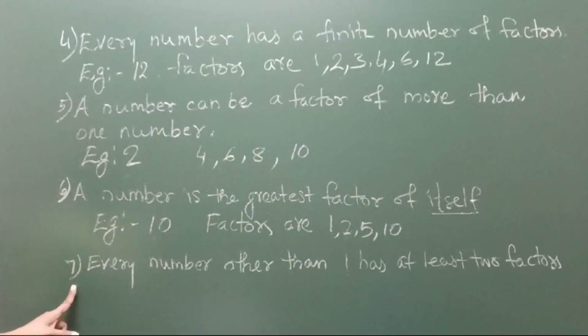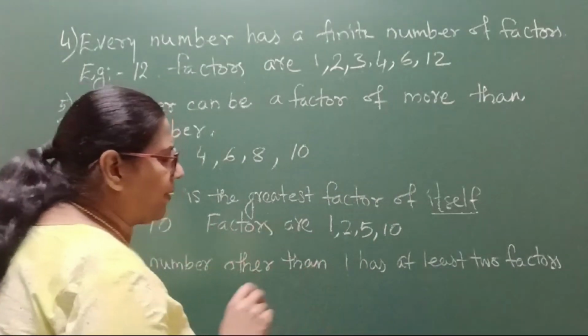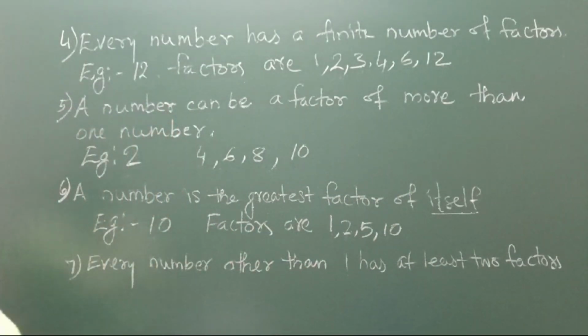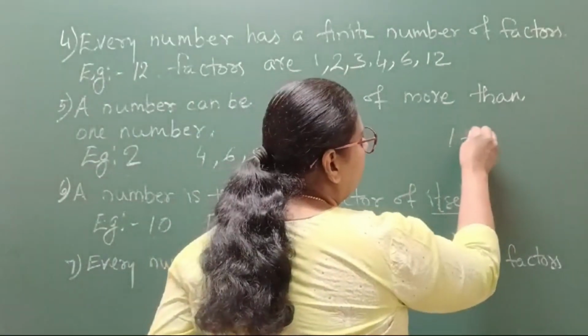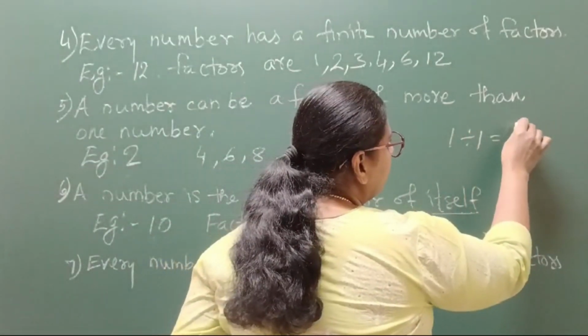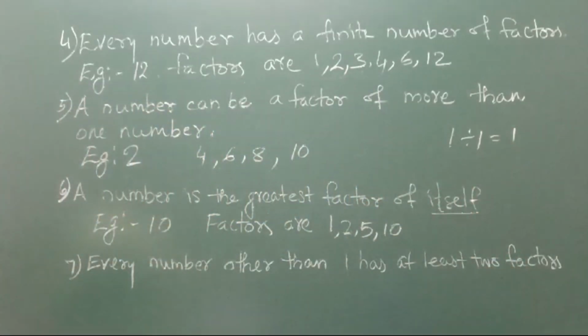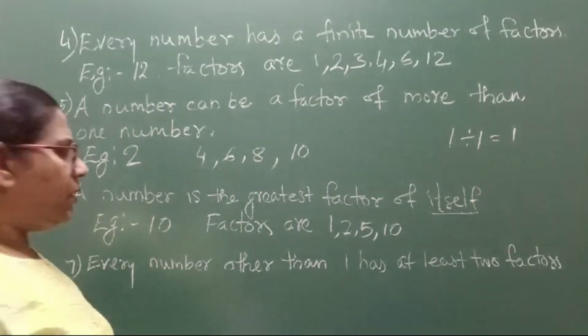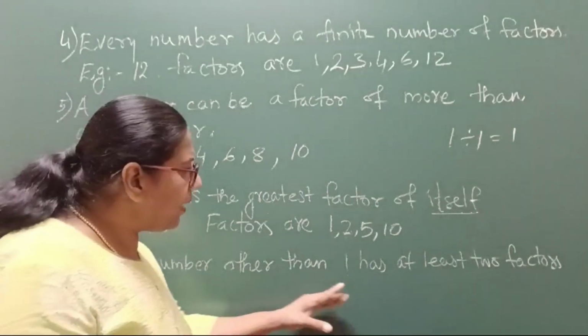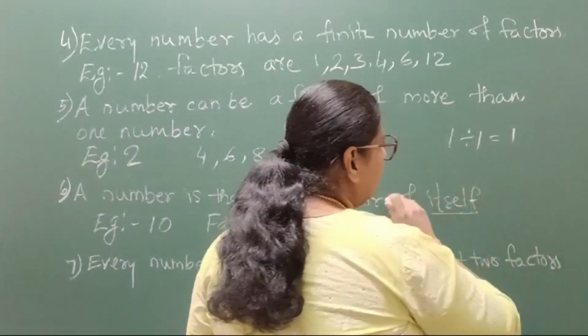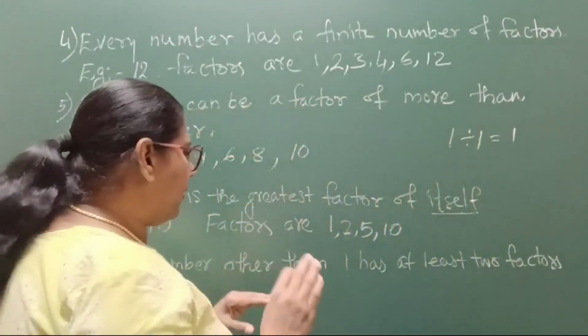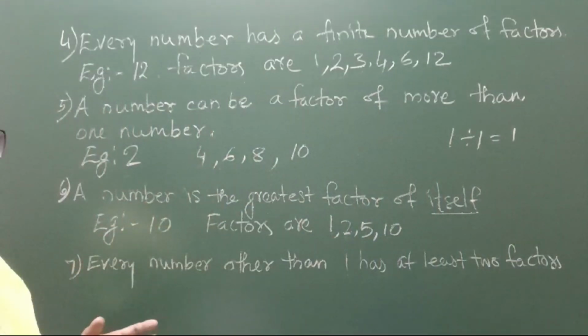Then the 7th property: every number other than 1 has at least 2 factors. Now 1's factor: when we divide 1 by 1, we get 1. 1 1s are 1. So the number 1 cannot have any other factor. That is the only one. Other than 1, all the other numbers have at least 2 factors.